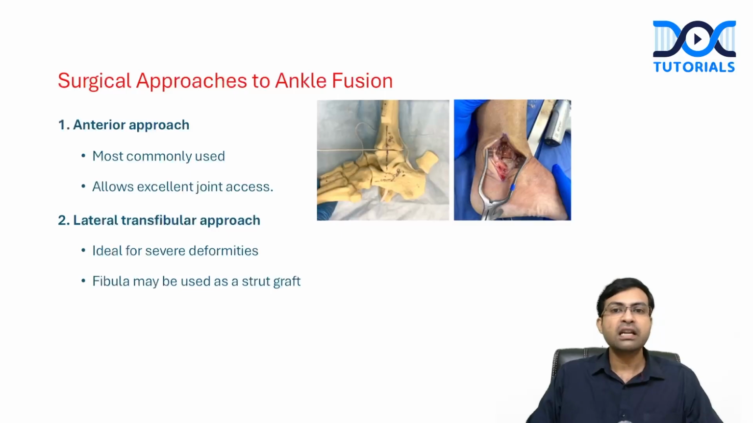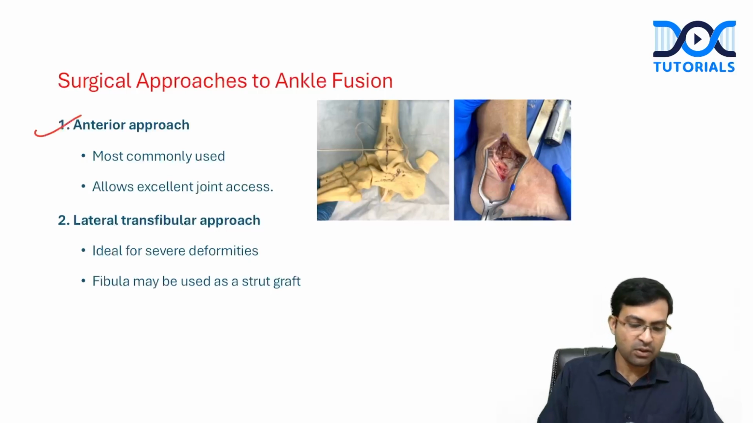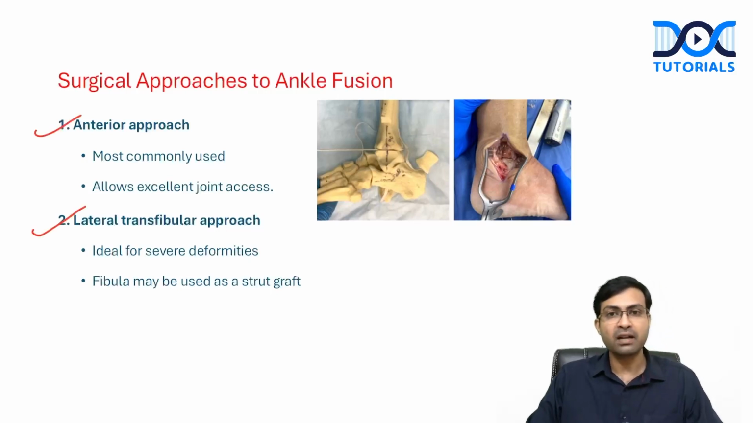Now, what are the surgical approaches you can use for ankle fusion? The most commonly used approach is your anterior approach, which gives you excellent access to most parts of the ankle joint. Then you can also use a lateral transfibular approach. This is an extensile approach where you are actually doing an osteotomy of the fibula. This gives you excellent exposure. Another thing is that you can even morselize that fibula and use it as a graft, or you can even use it as a strut graft if you want, and this is useful whenever there are gross deformities around the foot and ankle.